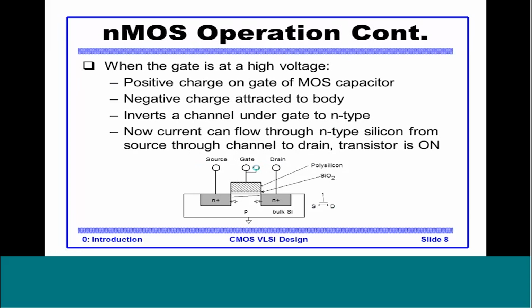Now, when we start increasing the voltage on the gate, the electrons in this P region are attracted. The negative charge is attracted to the body. So a channel of electrons gets formed between the 2 N plus regions because of the high voltage at the gate. This channel is called an inversion layer. Why is it called an inversion layer? It's because the material is P-type, but the carriers here are electrons. This inversion channel is responsible for the current flow between source and drain. So now the current can flow through the N-type silicon through this channel, and we say that the transistor is on.